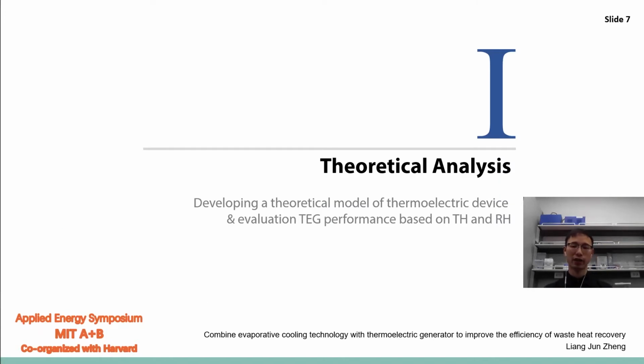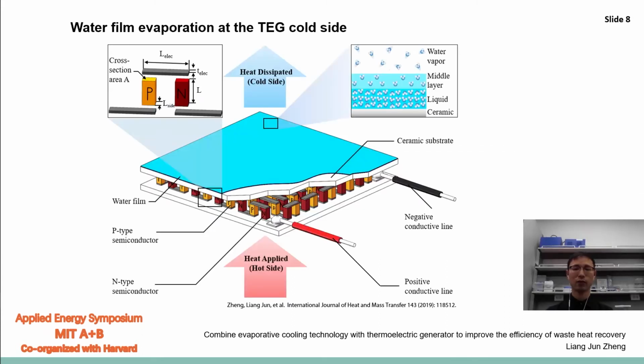First, theoretical analysis. In my research case, I want to utilize evaporative cooling to enhance the performance of TEG. As shown in this figure, the cold side of the TEG is covered by a thin water film. When the hot side of the TEG is heated, the water will evaporate and take the heat. So it will generate a temperature difference between the two sides, and the TEG will output electric power.